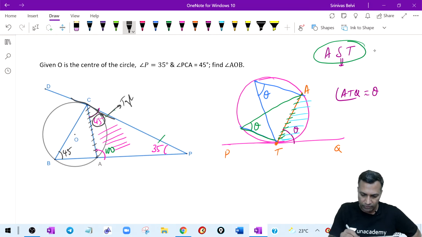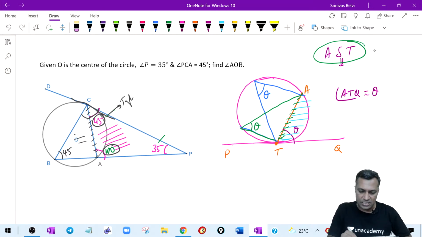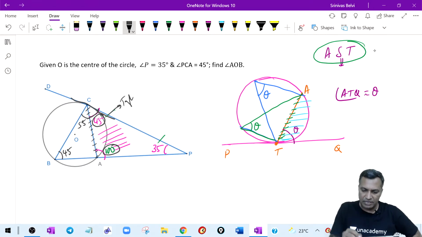Now look at this exterior angle. Take a look at this particular triangle. What is this 100 here? Exterior angle is the sum of the interior opposite angles. If this is 45, then this is going to be 55. Now this 55 is an inscribed angle because this is the tangent and this is the chord I am talking about. This chord inscribes an angle of 55 degrees here. Therefore, the same chord inscribes an angle of 110 degrees here.